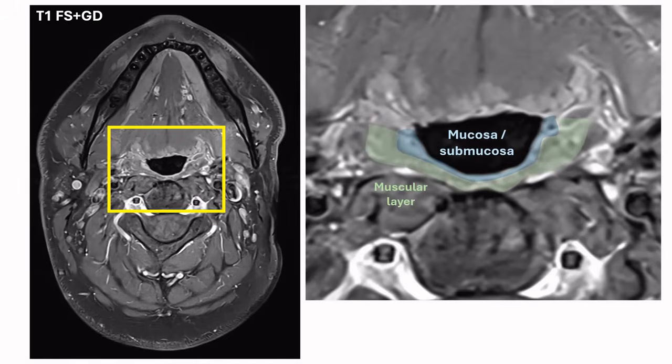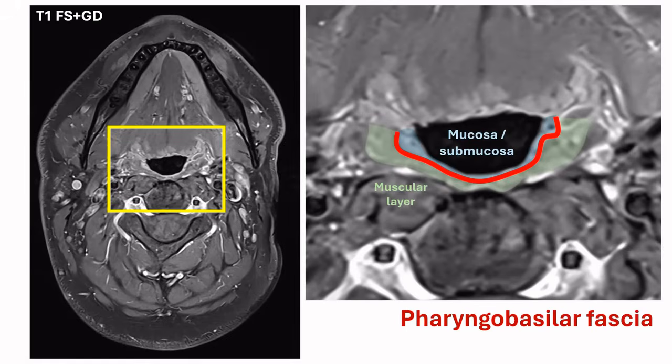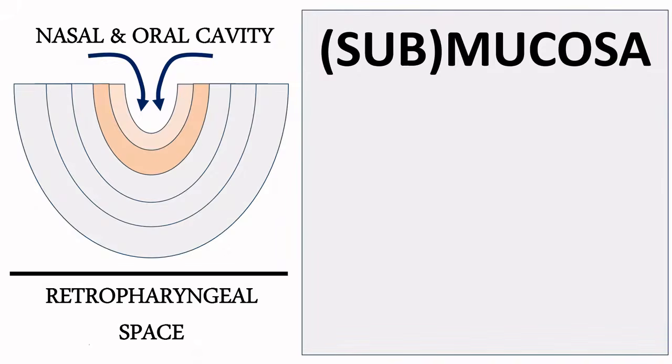And the fascia surrounding the muscular layer are of course not well visible on imaging, but we can infer their location. So between the mucosa and submucosa and the muscular layer, we have the pharyngobasilar fascia, which is a very thick connective tissue sheet. And on the outer surface of the muscular layer, we find the more loosely organized and thinner buccopharyngeal fascia. Okay, let's talk a little bit more about those layers because it will help us understand anatomy and pathology. Let's first talk about the mucosa and the submucosa.